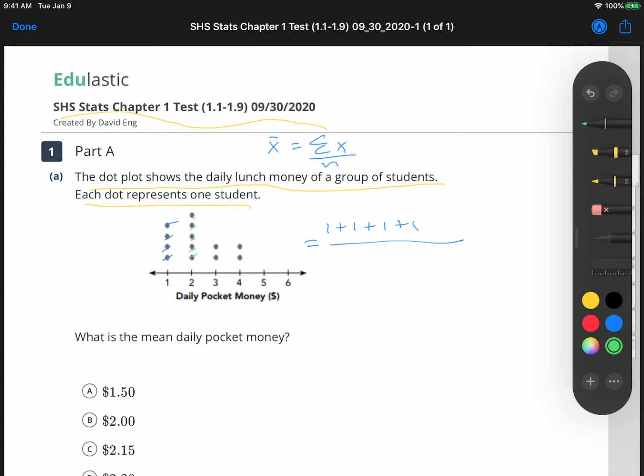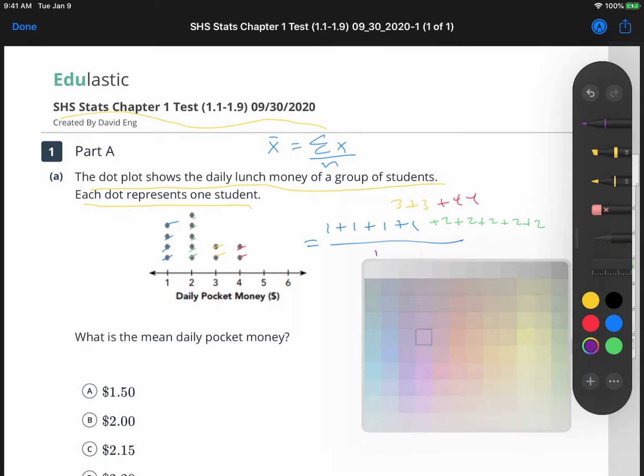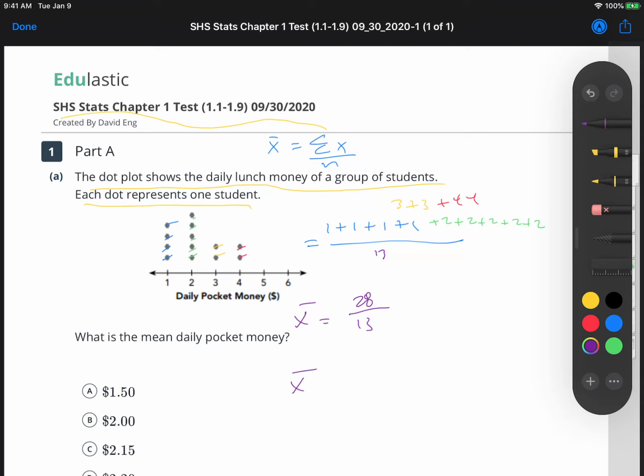And 2, 3, 3, and 4, 4. And then the number of people in this list, that would be 13 dots. So I'm going to have $28 divided by 13. This gives us about $2.15, which would be choice C.